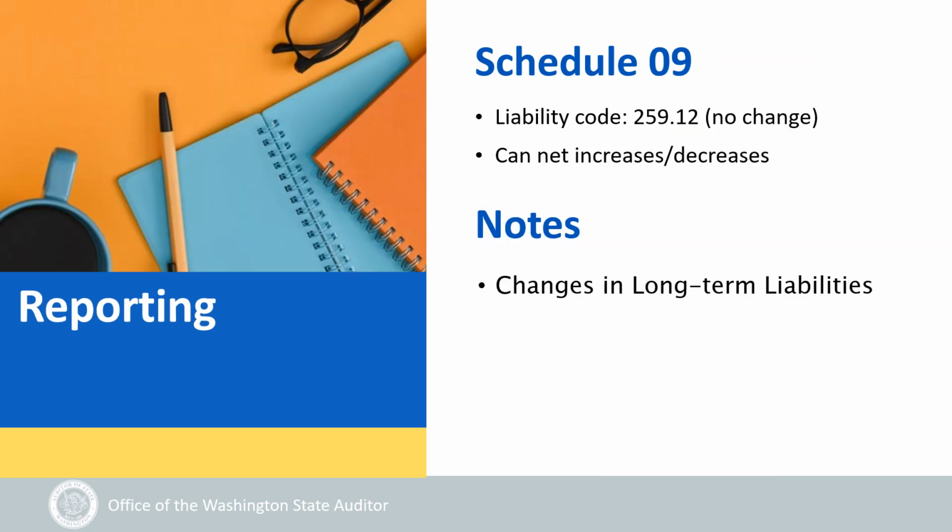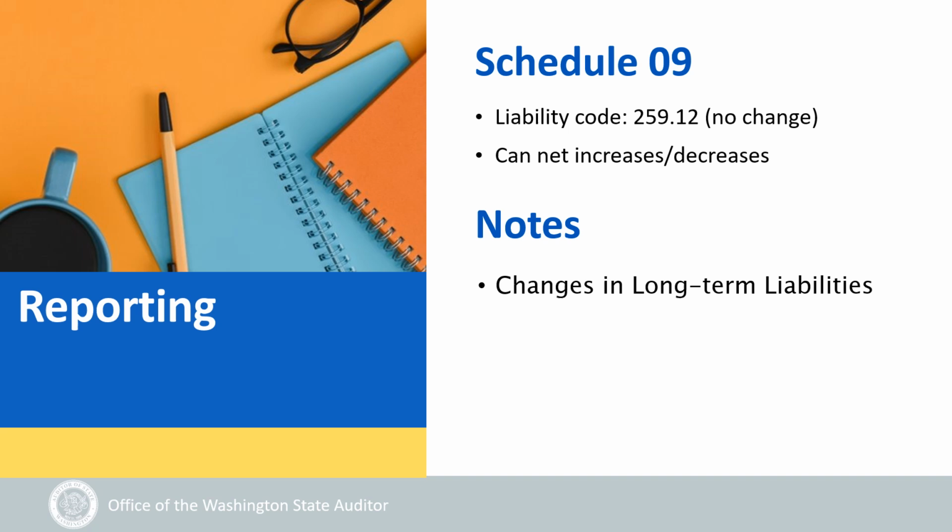Now that we have our liability numbers, what do we do with them? For the Schedule 09, we will use the liability code 259.12, which is not a change. But now you can net the increases and decreases when reporting. Since implementing GASB 101 requires a restatement of the beginning net position, the amount reported as a beginning liability balance will cause a variance on the Schedule 09. This should be reviewed but will not stop governments from completing their filing.